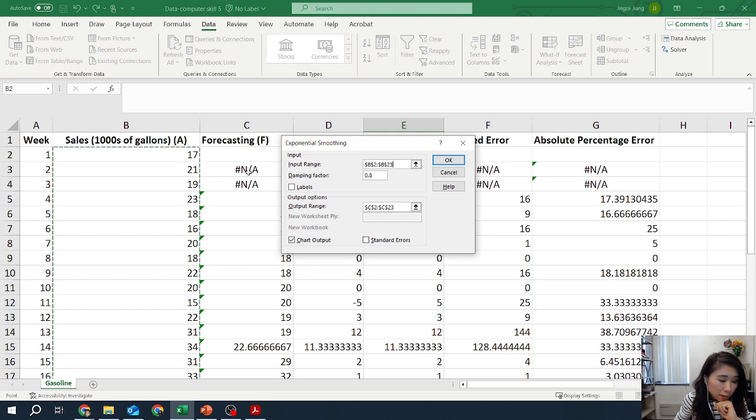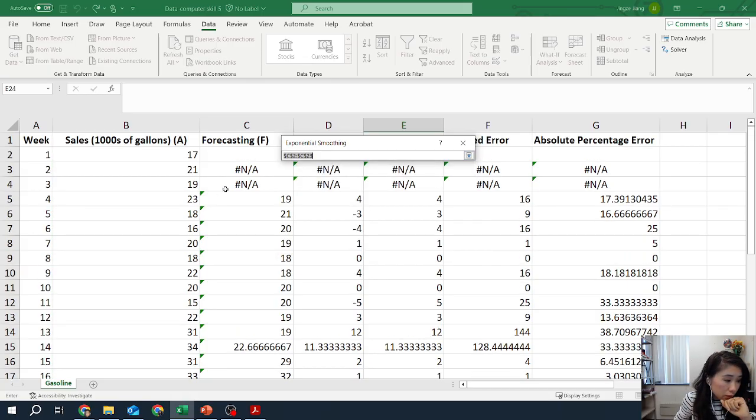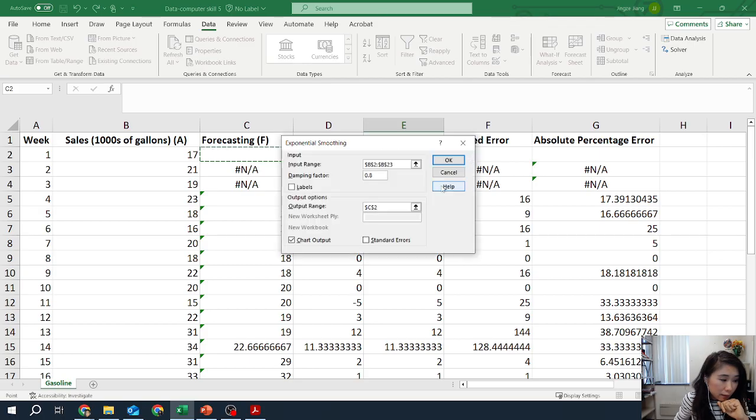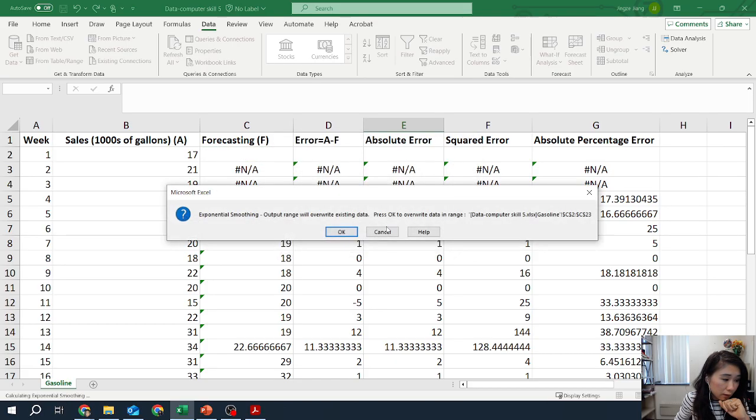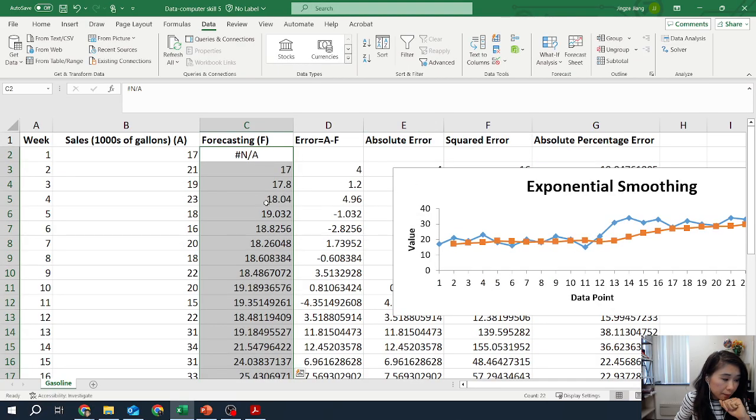And then for my output range, I will put it at the forecasting column F here, and click this arrow. Then I will include the chart output, so I can include the time series line chart, and click OK. Okay, it is generating the chart. Okay, here it goes. So this is my forecasting, the exponential smoothing with alpha equal to 0.2.